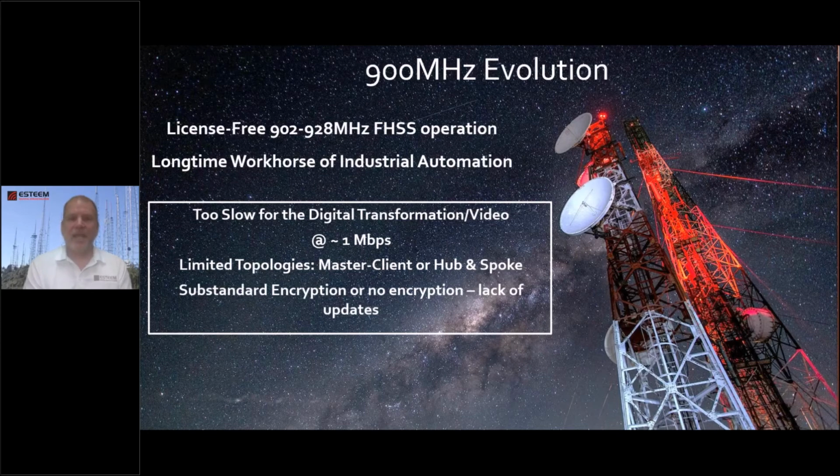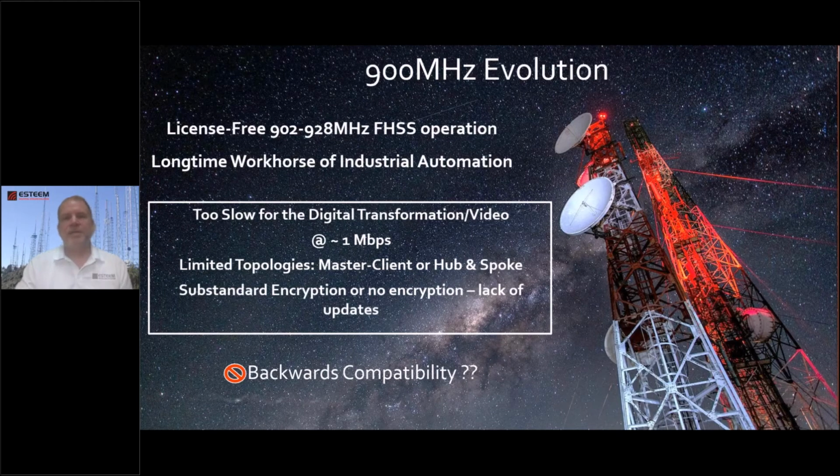Also, just due to the age of it, it kind of had some substandard encryption. A lot of it doesn't have any encryption whatsoever, as well as there's a lack of updates for it. The other big problem that people were running into is there was no backwards compatibility for today's products with what they already had out in the field. So we started getting a lot of calls and a lot of requests for how do we take 900 megahertz and basically make it better? How do we make this support today's applications?